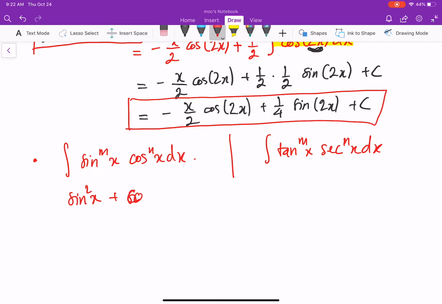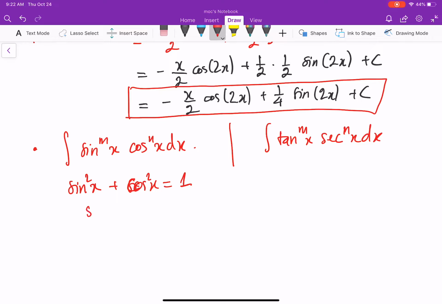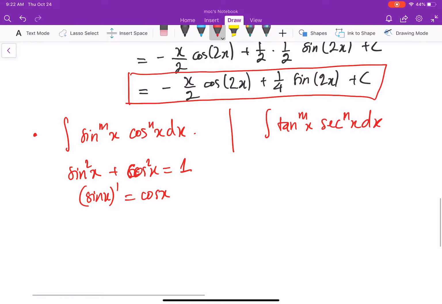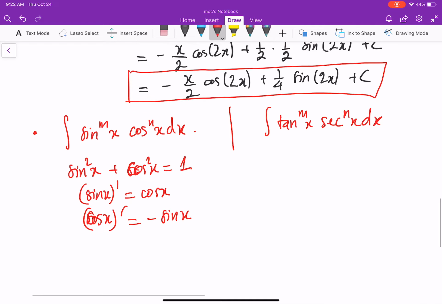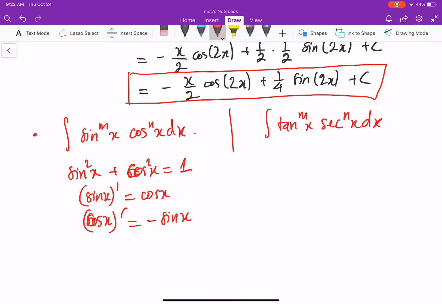Sine squared plus cosine squared is 1, right? And the derivative of sine is what? It is cosine, right? At the same time, the derivative of cosine is negative sine. So what does it mean? That means when you do substitution, u equal to sine, you differentiate that, you get cosine dx. So you can change from sine to cosine, right?